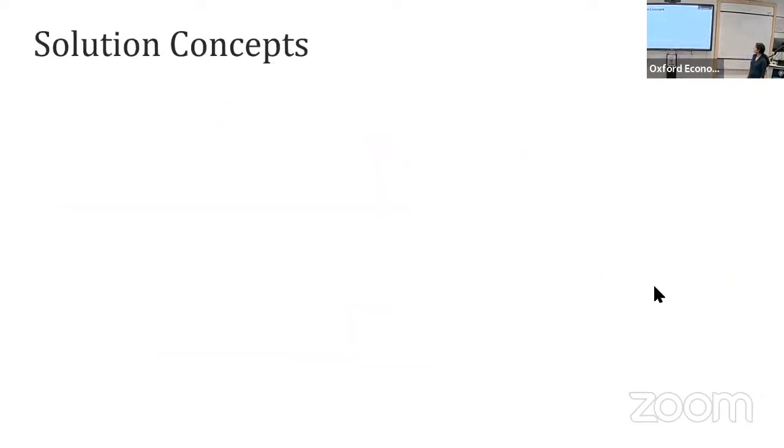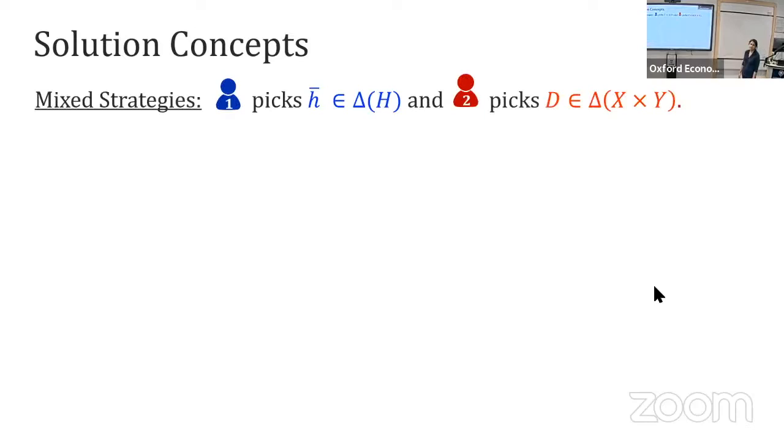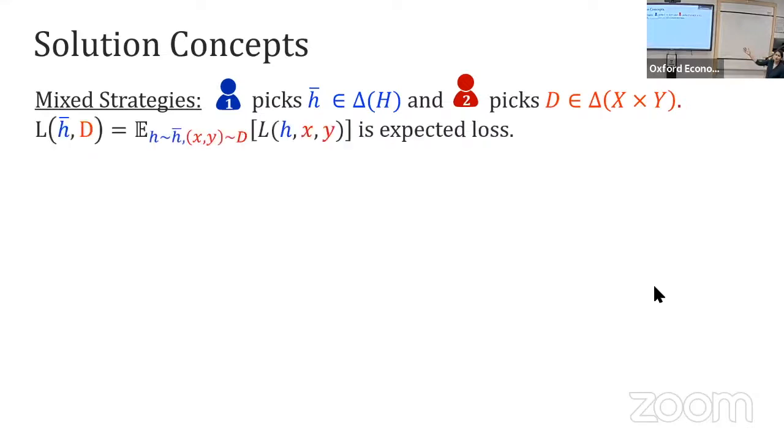So we know that there are solution concepts, again, because I know that there might be people in the room who don't know game theory. So let's do a quick recap of that. A mixed strategy refers to when you pick a distribution over rows or columns. And the loss of your mixed strategy would be just the expected loss if you took your action from that mixed strategy and your opponent did the same thing. So here it would be the expected loss.